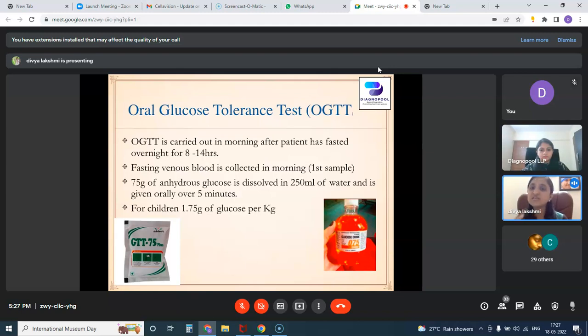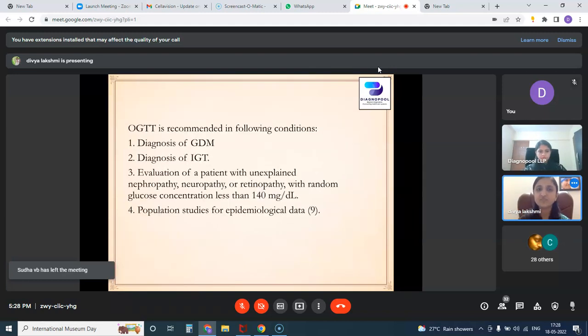So when you are using 75 gram of glucose, you have to collect 2 samples over the next 2 hours. That is, after giving 75 gram of glucose, you will take the first sample at 1 hour and the second sample at the second hour. If you are giving 100 gram of glucose solution, you should take 3 samples, at the first hour, second hour and third hour. Okay.